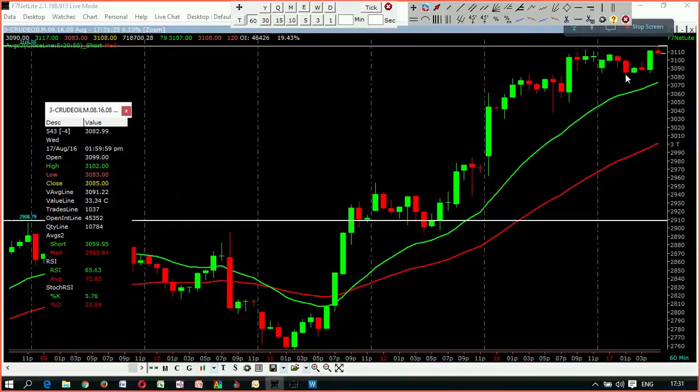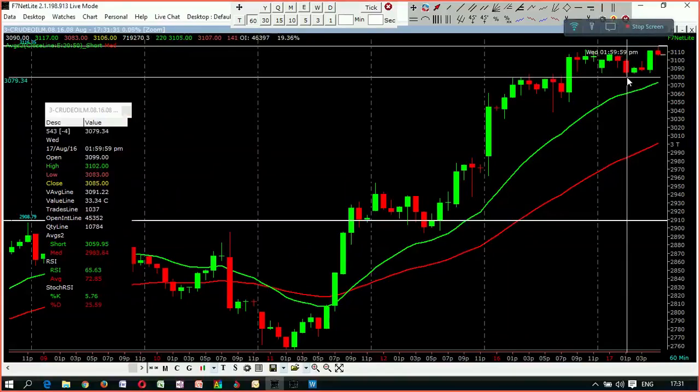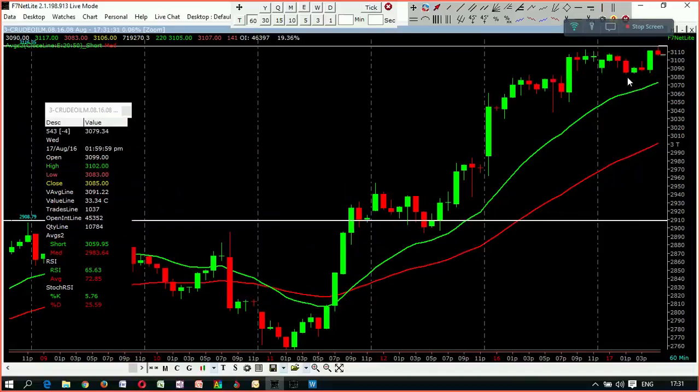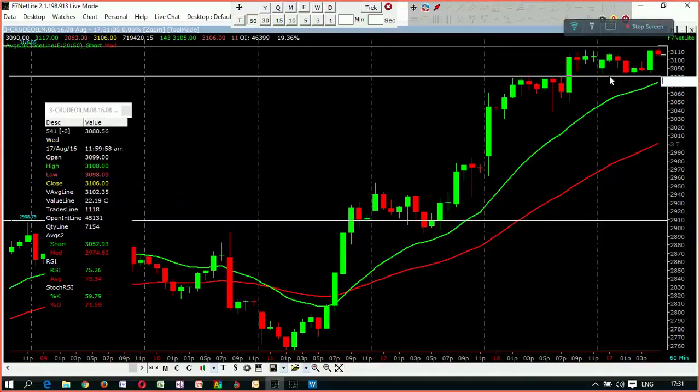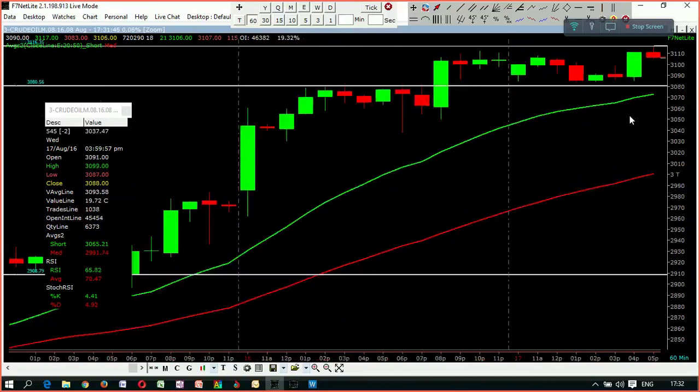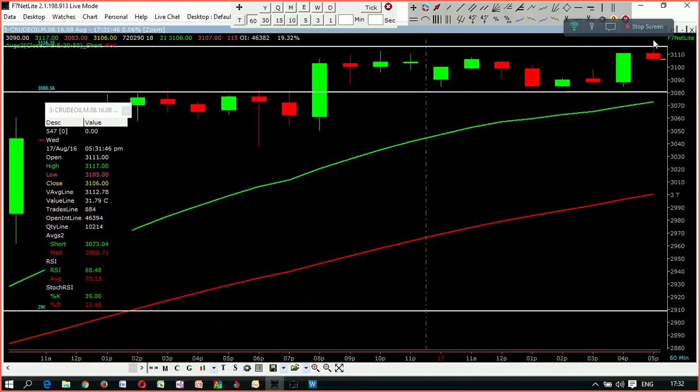Currently the support level is around 3080. This is the bottom of today's price movement, but still there could be a possibility of spikes. The spikes can push it by 10, 20 points below this. So currently it is in the trading zone of 3080 to 3120, about 40 points of movement.